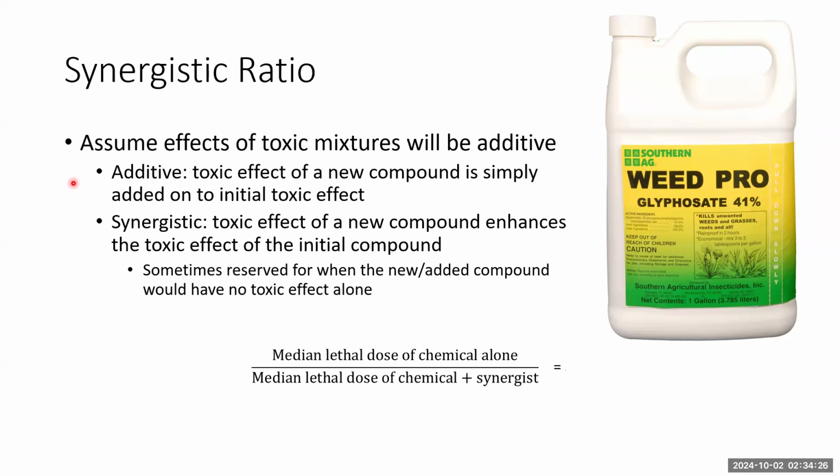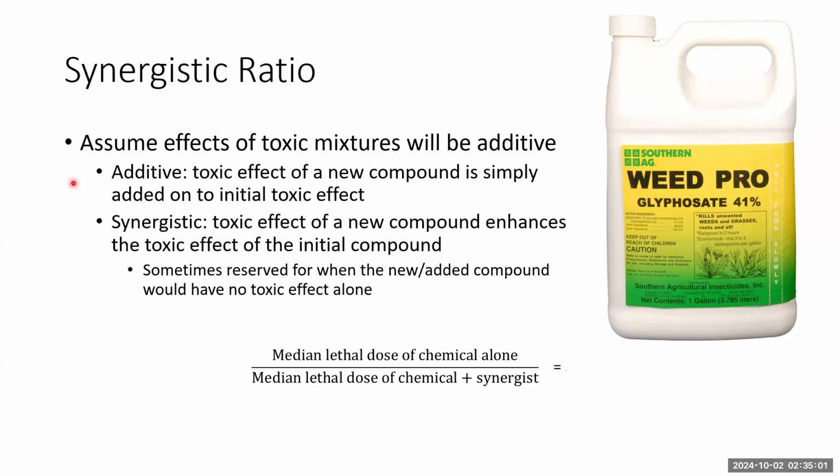And synergistic means that the toxic effect of some additional compound enhances the toxic effect of the initial compound. So, for example, if we have our glyphosate, glyphosate is a compound that interrupts amino acid formation, and if you can't form proper amino acids, then you can't make proteins. If you can't make proteins, then you can't do things like photosynthesis. So glyphosate interferes with protein production. And it's bad enough all on its own.